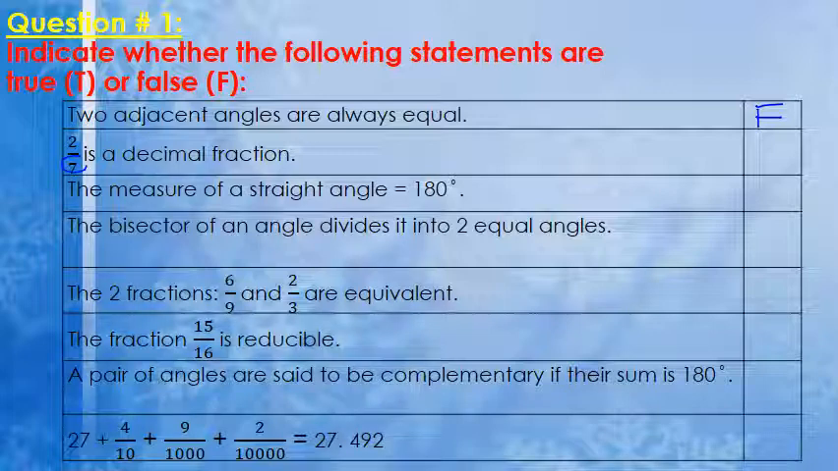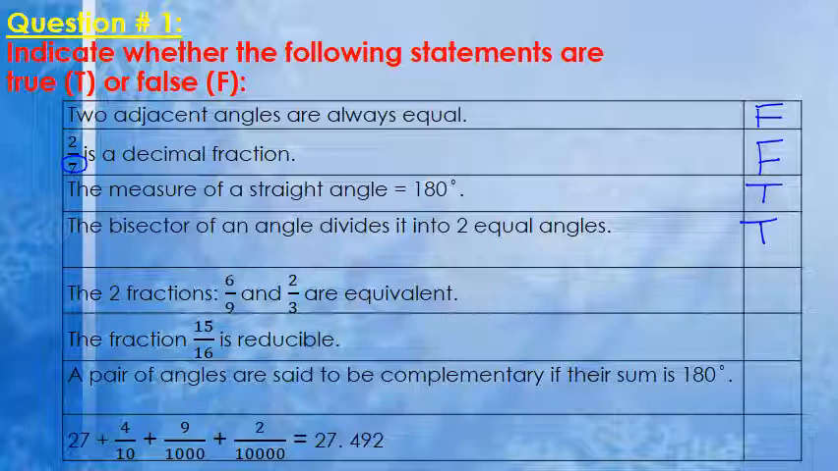To know if a fraction is decimal or not, we look at the denominator. Because the denominator is 7, it's not decimal and it cannot be changed into decimal, so also this statement is false. The measure of a straight angle is 180 degrees. Yes, it's true because a straight angle makes a straight line. The bisector of an angle divides it into two equal angles. This is the definition of the bisector, so this is also true.